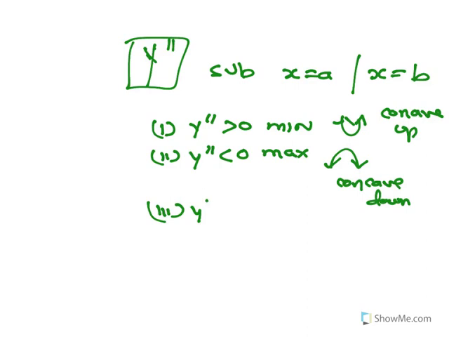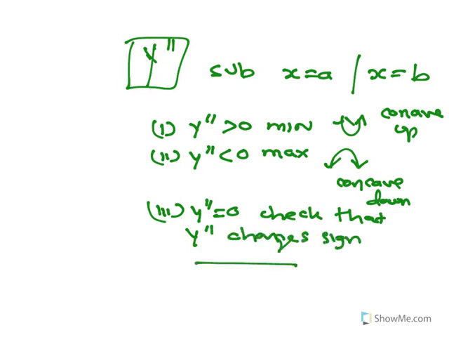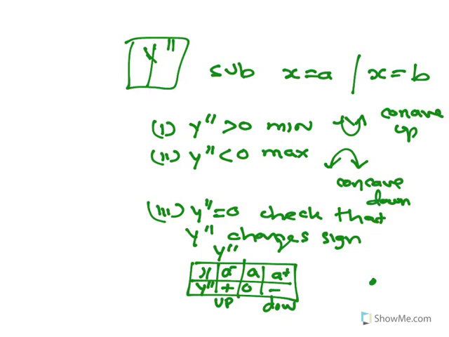And then the third thing, if y double dash equals 0, you have to check that y double dash changes sign. So what you're checking for really there, when you're putting it into this, and make sure you write y double dash on the top, you're checking to see that it's like either plus and a minus, the plus means that's concave up and that one's down. So if you have a point there, concave up on one side, concave down on the other side. So therefore, it looks like a horizontal point of inflection.